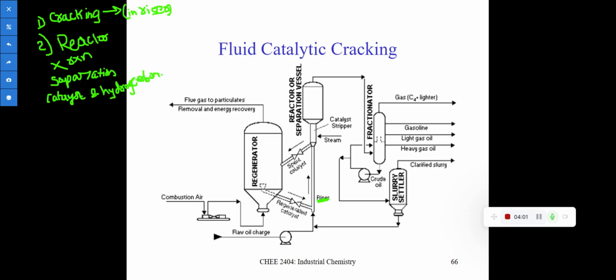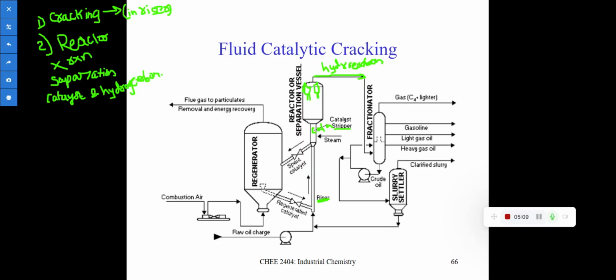Now the hydrocarbons are separated in the fractionator tower, and the spent catalyst is sent to the catalyst stripper. How is it done? Two cyclone separators are there. I will show you the two cyclone separators later. These basically separate the catalyst and capture the hydrocarbons, which are sent to the fractionator.